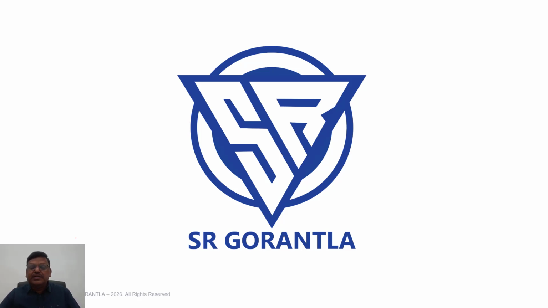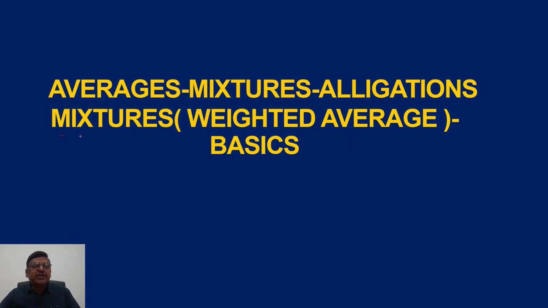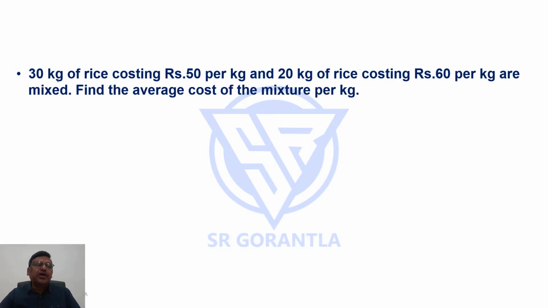Welcome to my channel. In this session, we will discuss mixtures or the weighted average basics, which are part of the averages mixtures allegation topic. Let's start with an example. 30 kilograms of rice costing rupees 50 per kilogram and 20 kilograms of rice costing rupees 60 per kilogram are mixed. Find the average cost of the mixture per kilogram.